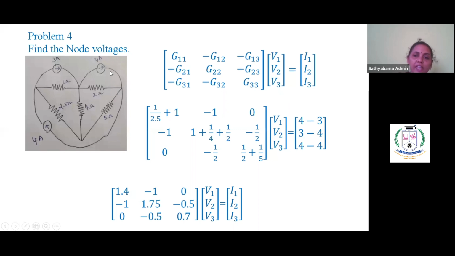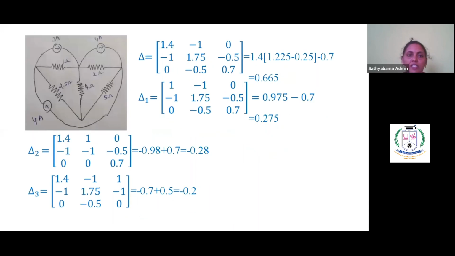So plus 3 and minus 4. Okay. Third node will be, you have 2 sources again. 4 amps is entering and 4 amps is leaving. So 4 minus 4 will be 0. Okay. So now simplify this equation and write the del. Now same way calculate del 1, del 2, del 3. Okay. Del is equal to 0.665, del 1 0.275, del 2 0.28 and del 3 is minus 0.2. Del 2 is also minus 0.28.